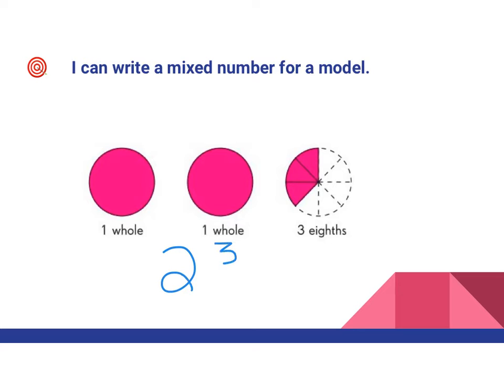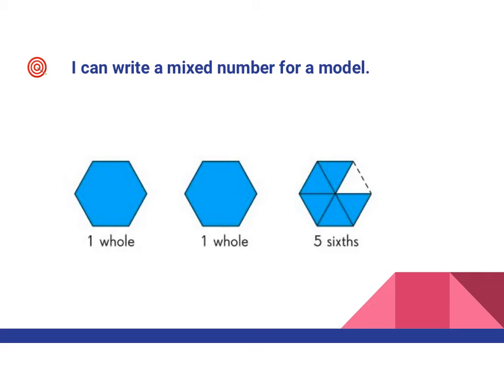2 3/8. 2 wholes and 3/8 of another. So 2 3/8 is a mixed number. It's got a mixture of a whole number along with a fraction. How about this one? Pause and write, and then come back and check.